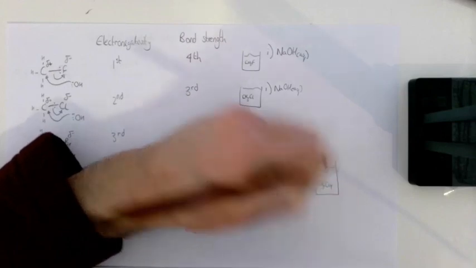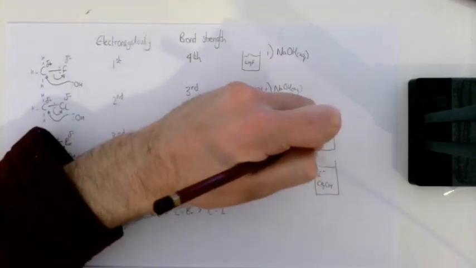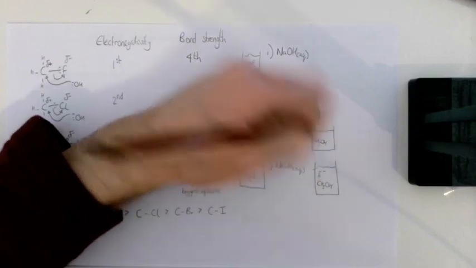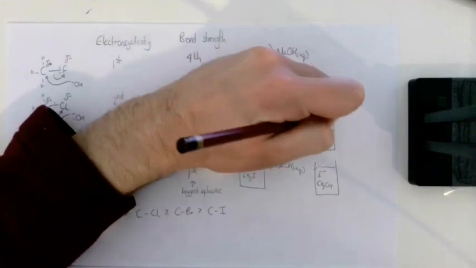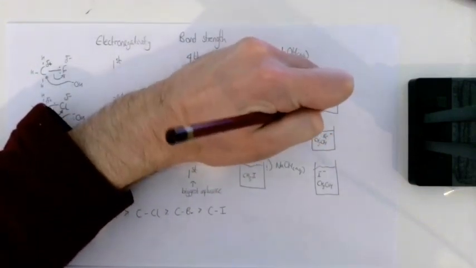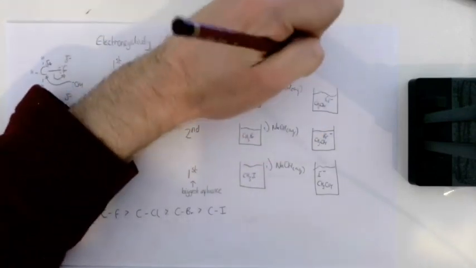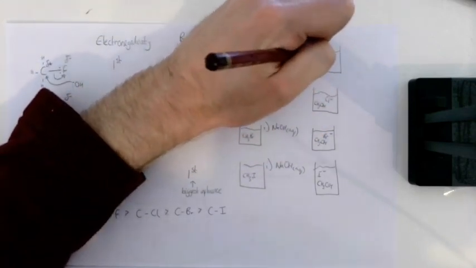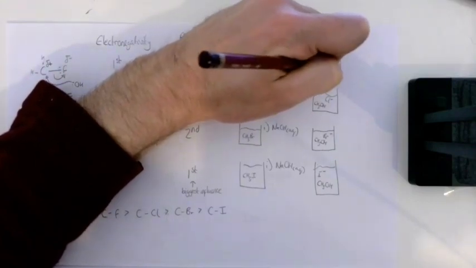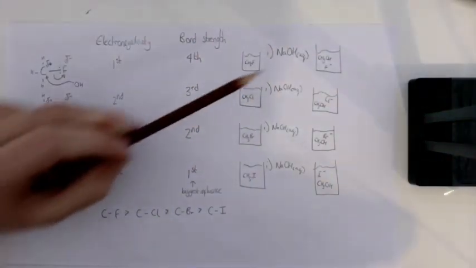So CH3OH will be in there, but also the halide ions. So in this case it would be Br minus. In this one we would have CH3OH and Cl minus, and in the top one CH3OH and F minus in there.